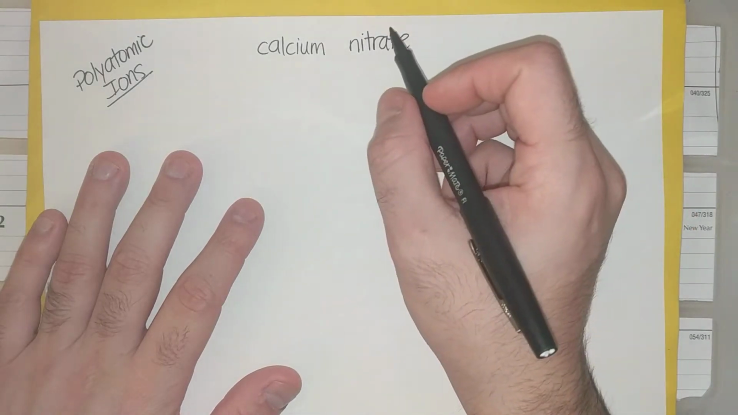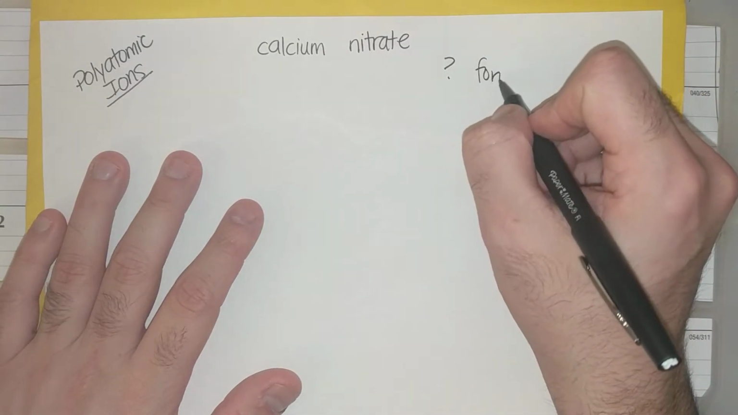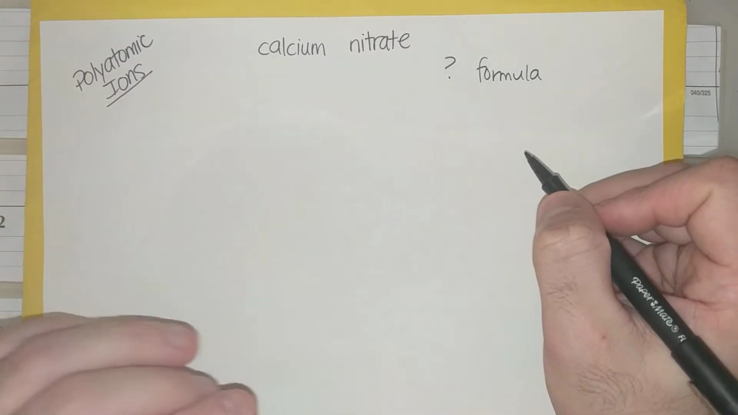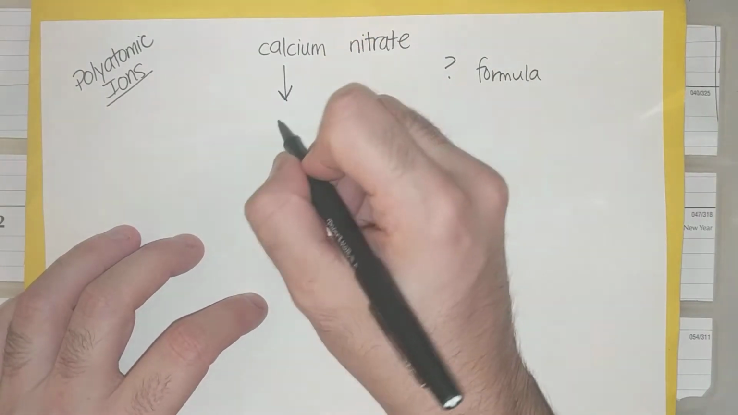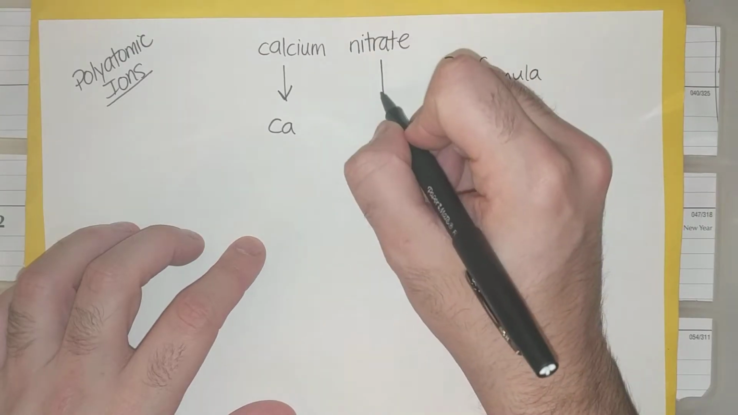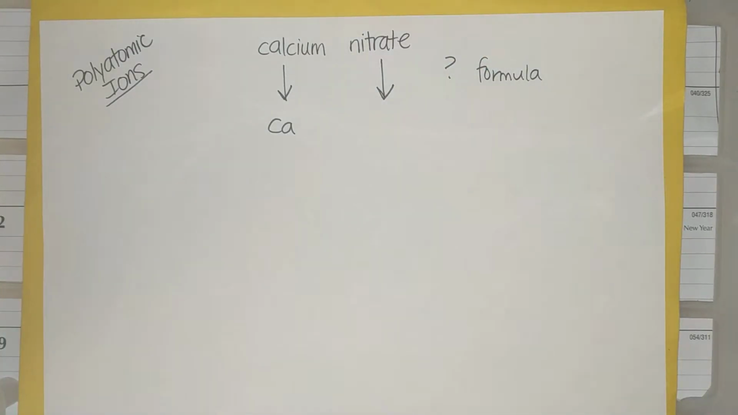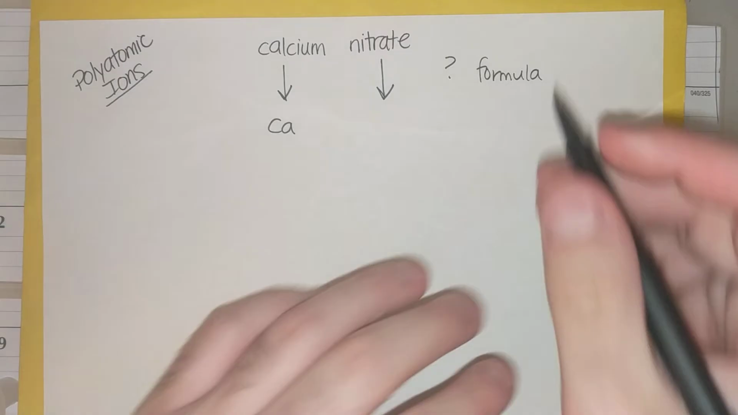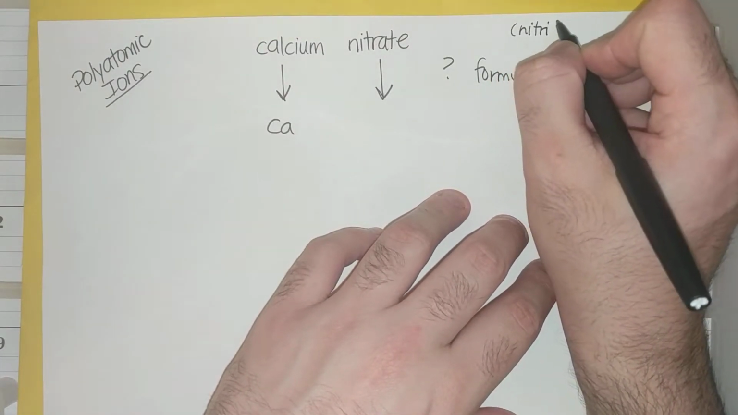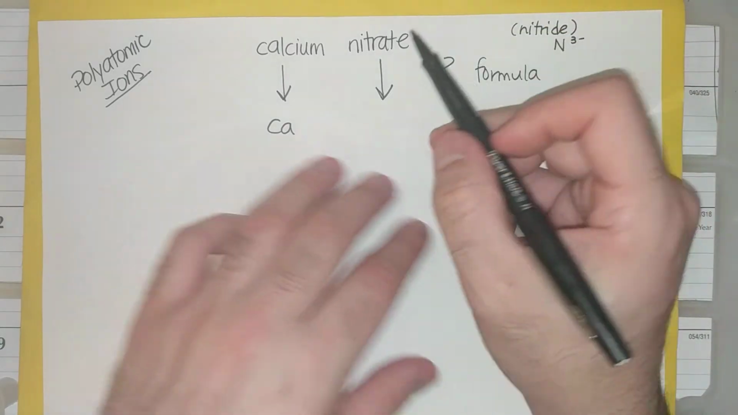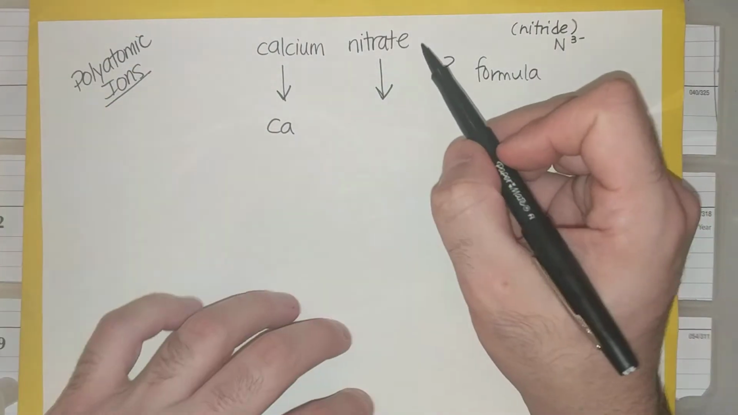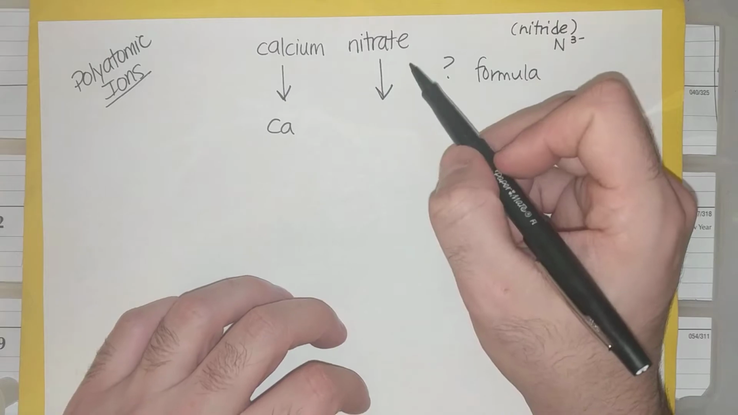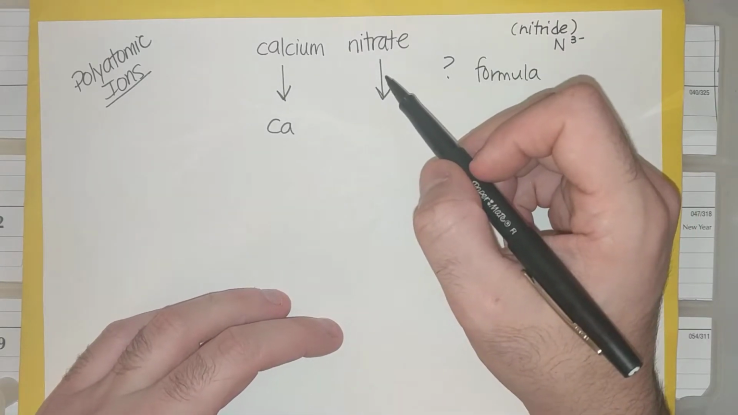So if I'm given the name and I want the formula, the first step should always be to figure out the symbols and charges of what's given to me. Now I know that calcium is Ca. Nitrate, that doesn't sound like an element. How do I know it doesn't sound like an element? Well, it's got to end in -ide. So the element would be nitride, and that would be N3 minus. But that's not -ide. Remember, the way that we've named compounds is we end it with -ide. This doesn't end in -ide, so this must be something that's not a regular element.